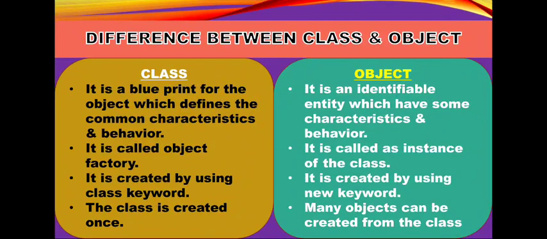Now, the difference between the class and object. Class is a blueprint for the object which defines the common characteristics and behavior, whereas object is an identifiable entity which has some characteristics and behavior. Class is known as object factory. Object is known as instance of the class. Class is created by using the class keyword. Object is created by using the new keyword. And the class is created once, but many objects can be created from the class.